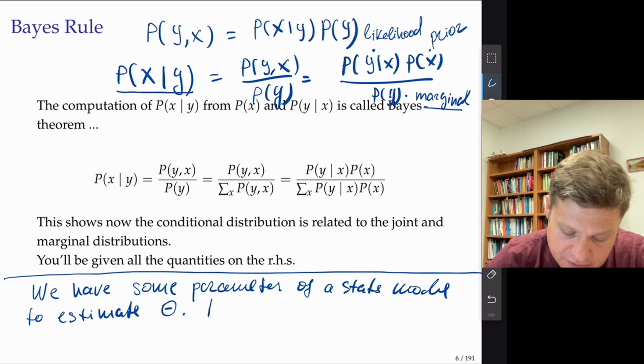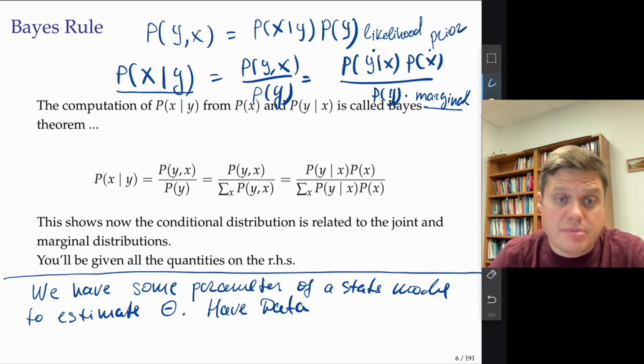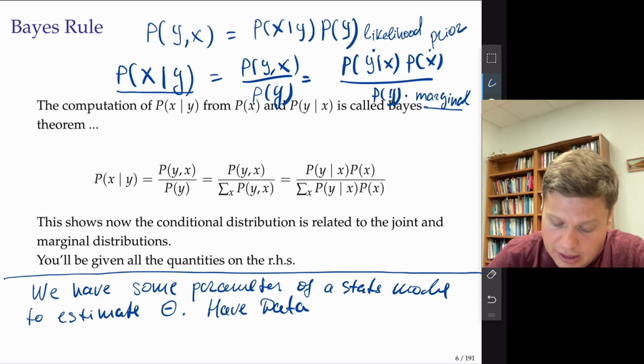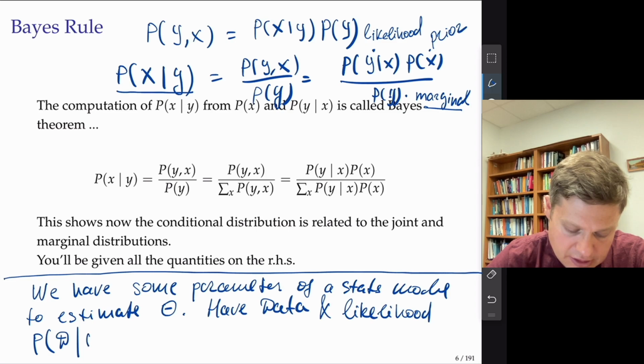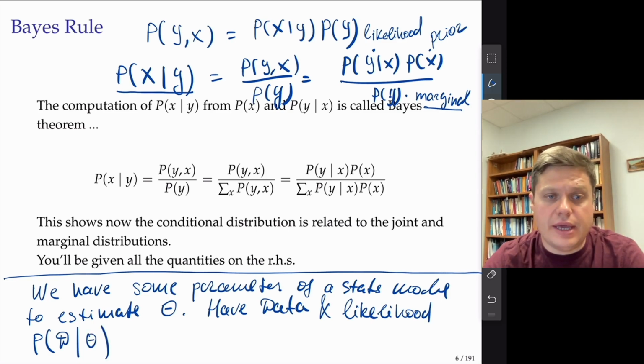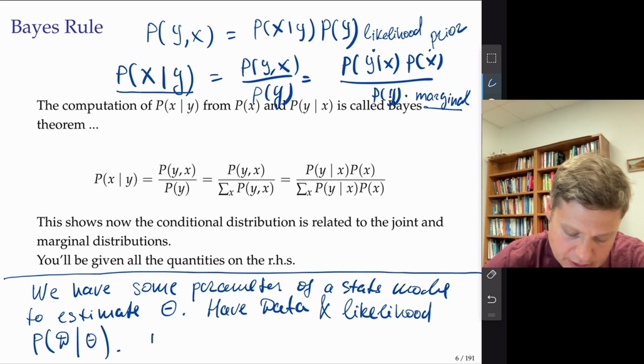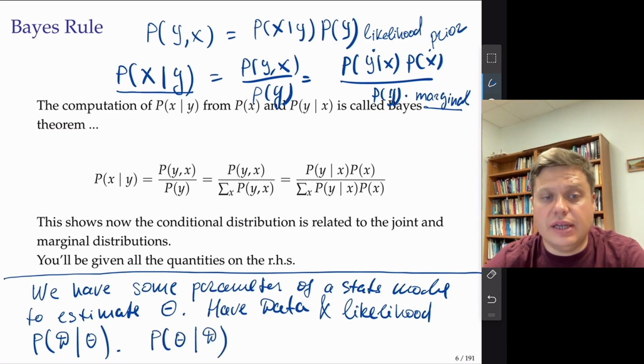And you also have data. So you have some observations. And you have what is called the likelihood function. And the likelihood is the probability of observing this data set D given the parameter theta of the statistical model. Okay. But likelihood is not what we're interested in. What we're really interested in is the distribution over parameter theta given the observed data set.